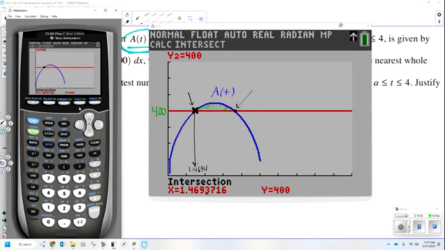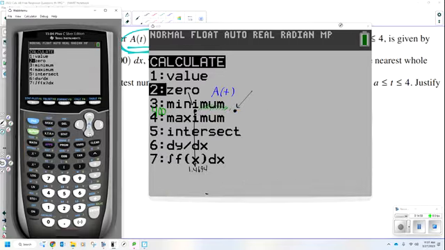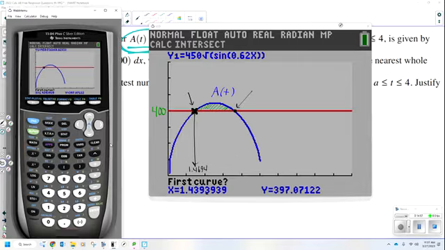Let's do the right point of intersection. Second, trace, intersect again. Now I go to the right one, get close to it, and hit enter 3 times: 1, 2, 3. And that is 3.5977. So this point right here intersects at 3.5977.